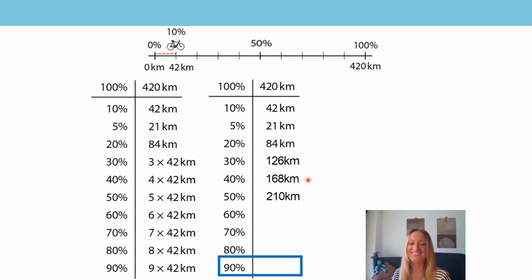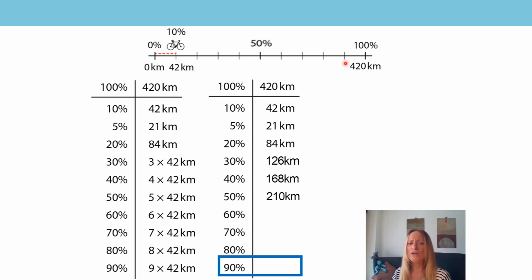How did you get on? Did people think that maybe we could combine 40 and 50? Because that would make 90%, wouldn't it? 50, 60, 70, 80, 90%. We could do that, couldn't we? I've got 210 added to 168. I can do that mentally quite easily.